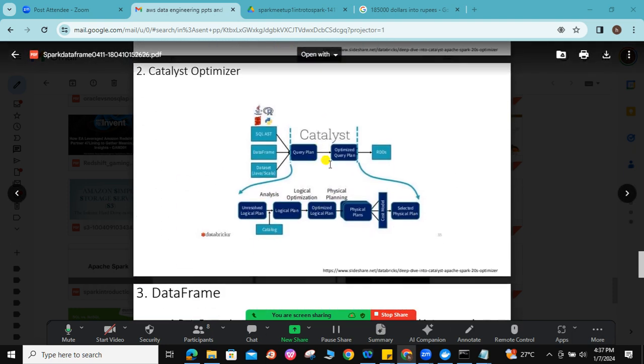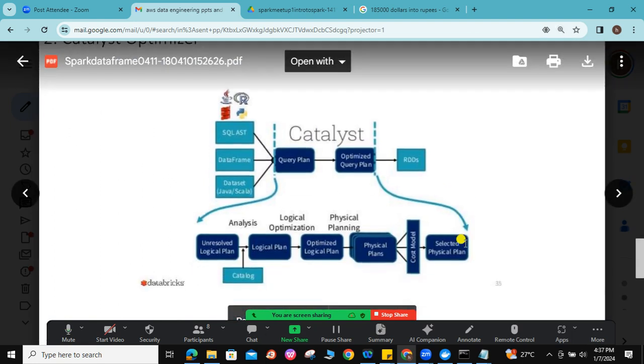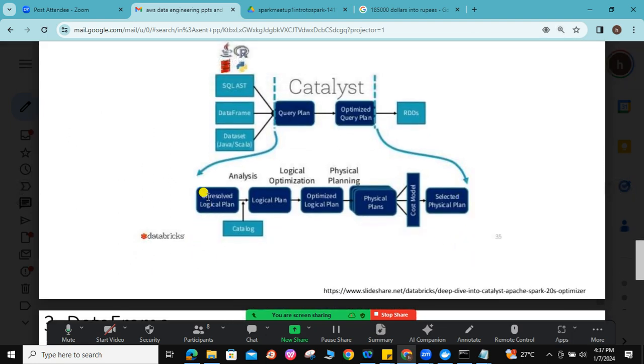As you know, I was telling at the beginning that it analyzes the code. They have given one beautiful piece of information here, at the bottom. See, any code at the beginning would be an unresolved logical plan. You write code, and internally what happens? Your code would not be resolved. There will be a logical plan which happens.